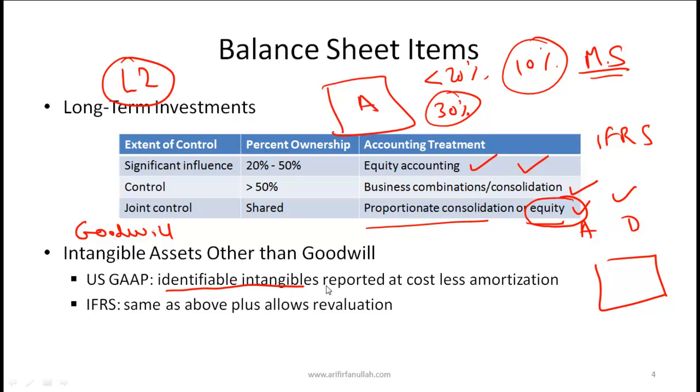Under US GAAP, these are reported at original cost less amortization. Amortization is simply like depreciation, but this term is used for intangible assets. IFRS generally uses the same method, so we have initial cost less amortization, but as you've seen before, IFRS is more flexible, so it also allows revaluation.